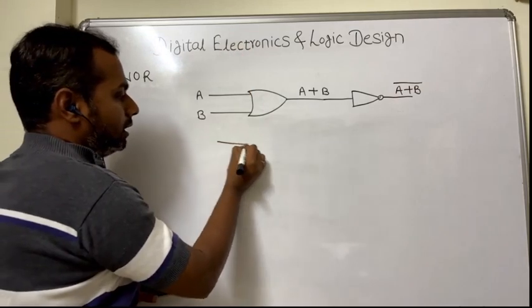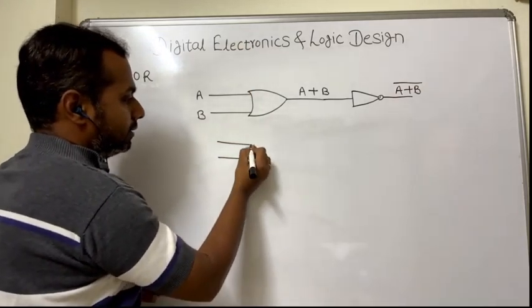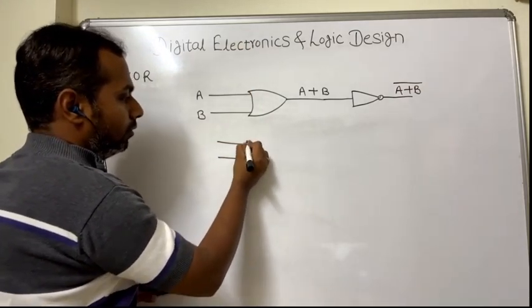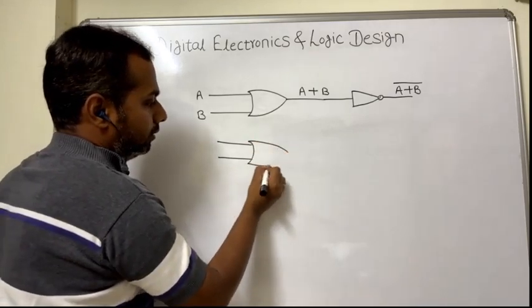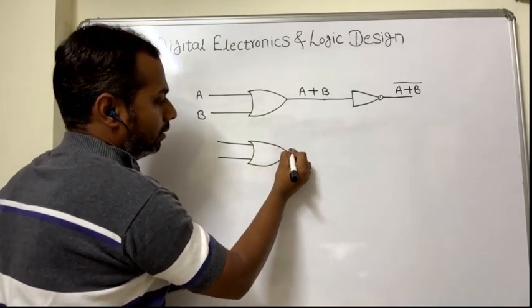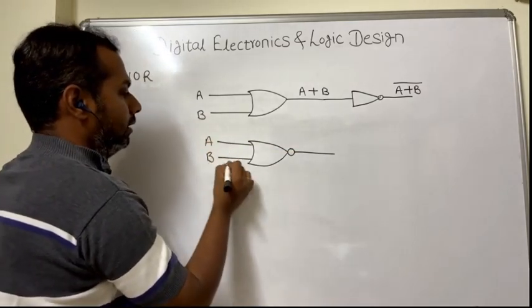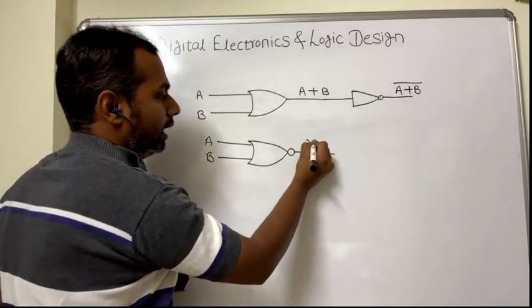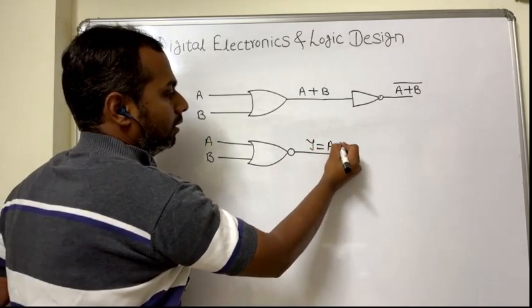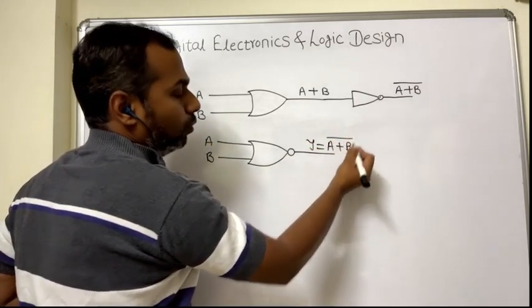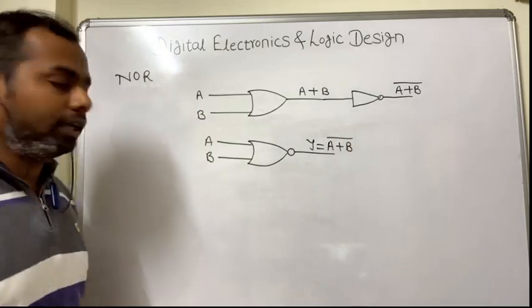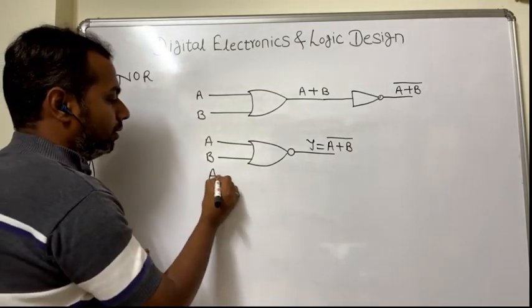Now final logical symbol of NOR gate is like this. For two input NOR gate, this is the logical symbol of NOR gate. A and B are inputs and output is A plus B whole complement. This is a NOT gate. Now let me write the truth table for two inputs.